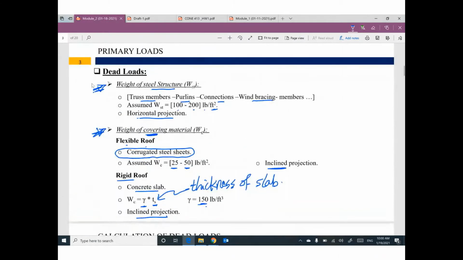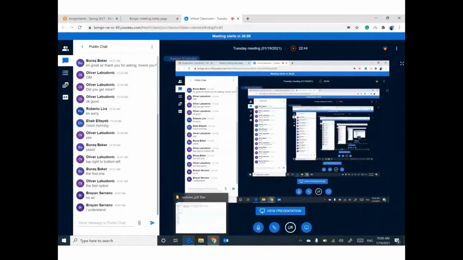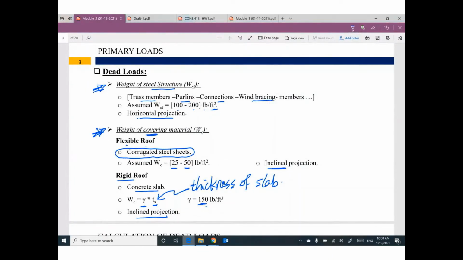So Burak probably, or Alex, or Brian, or anybody can ask me a good question. 100 to 200 is a big range. So do you think I will assume it 100 or 200 or 150? What do you think? Do you have any suggestion or comment about this range? How can I assume the weight? Because I didn't design yet, I'm assuming the weight of the structure. So how can I do it?